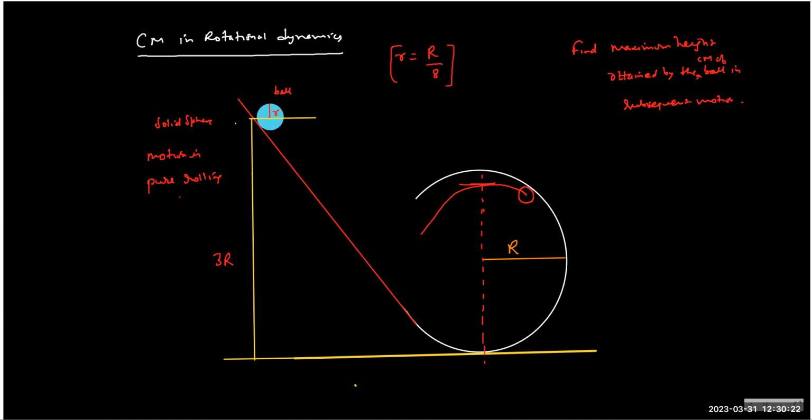So what is the radius of the track in which the center of mass is moving? 7R/8. R minus r, sorry. But that is 7/8, right?